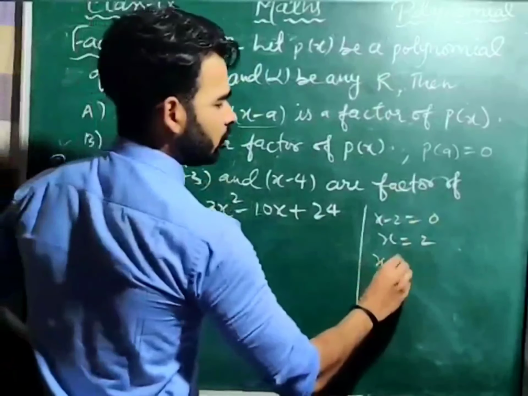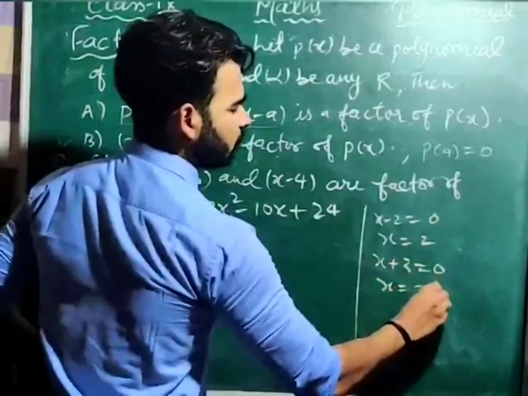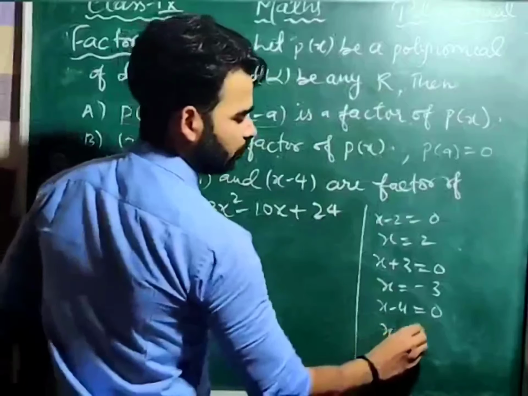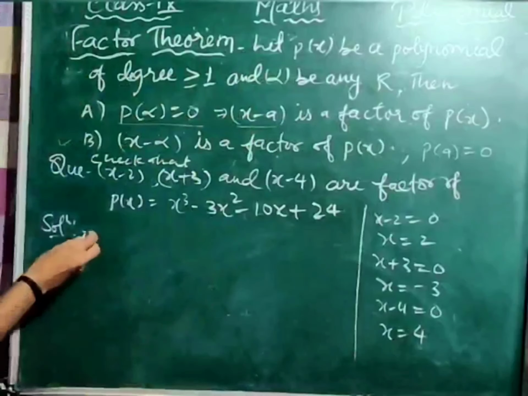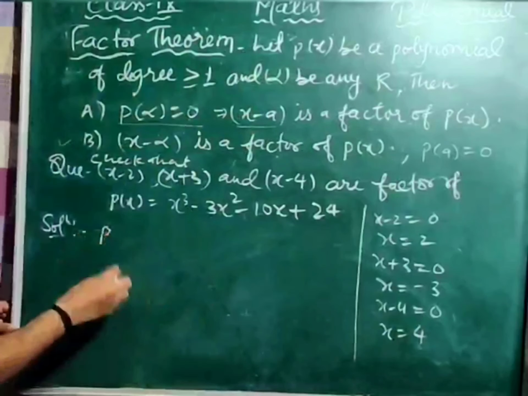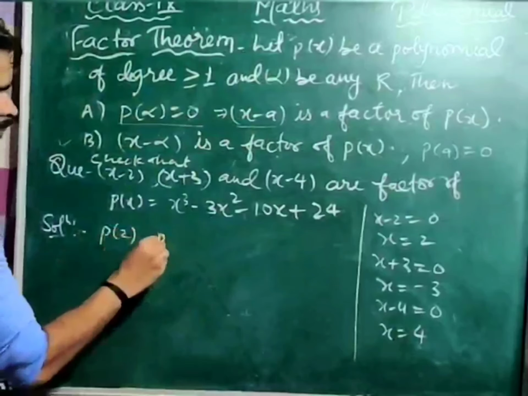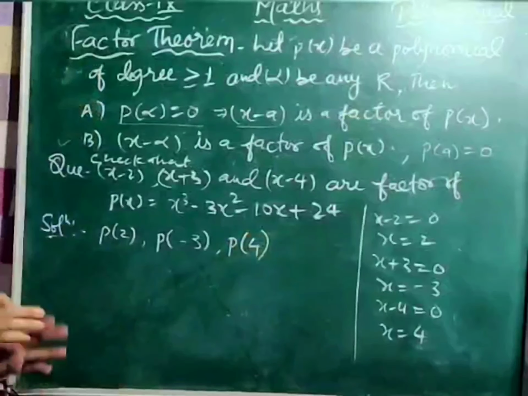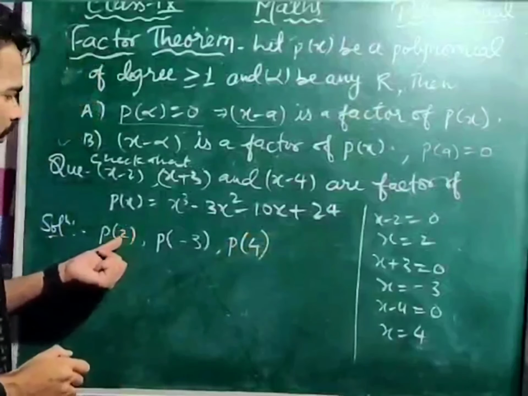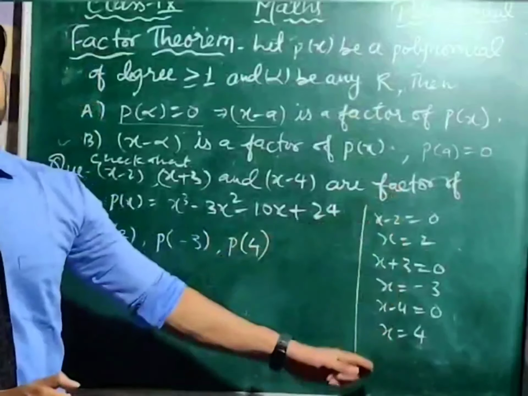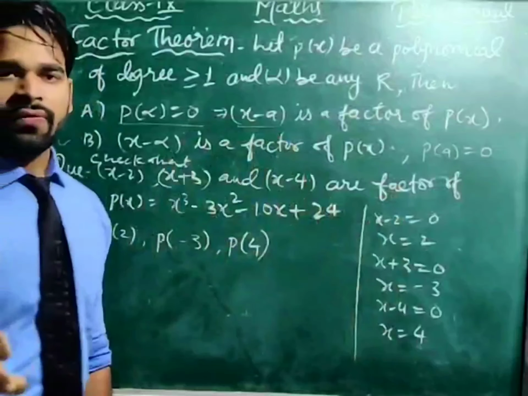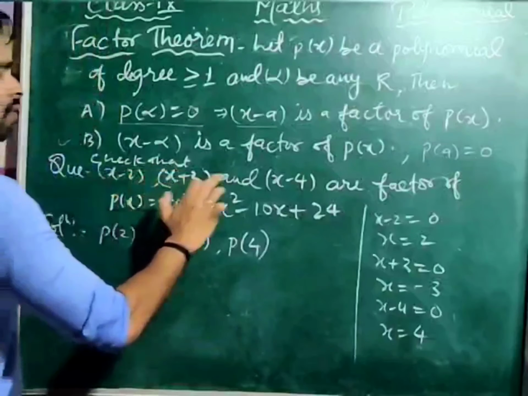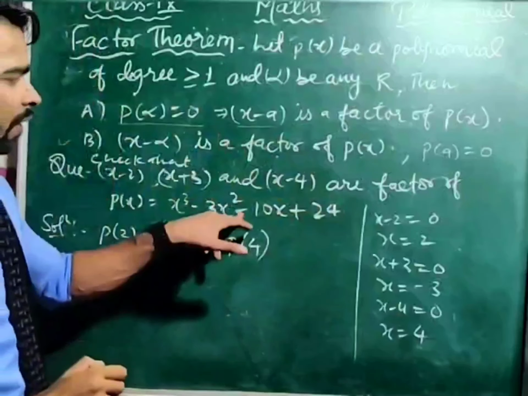x + 3 = 0, you say, so x = -3, you get. And x - 4 = 0, you say, then x = 4, you get. So we are getting the values of p(x) as p(2), p(-3) and p(4). I think you are understanding. I am putting 2, -3 and 4 instead of x in our polynomial. If we get 0 in all cases, then all of them will be factors of the given polynomial.